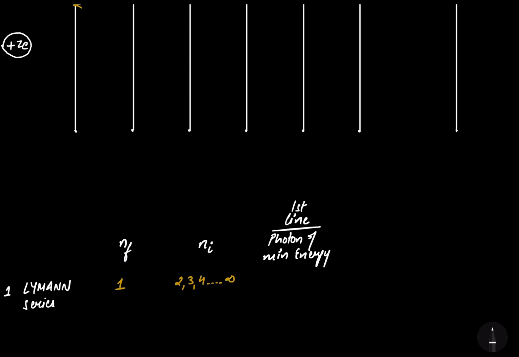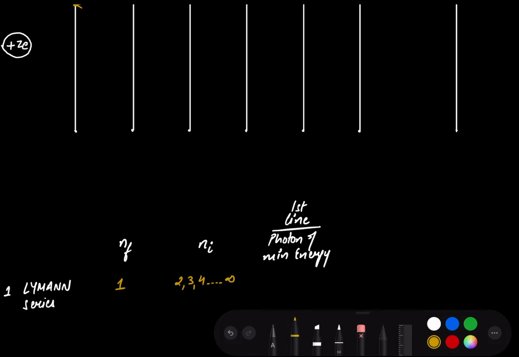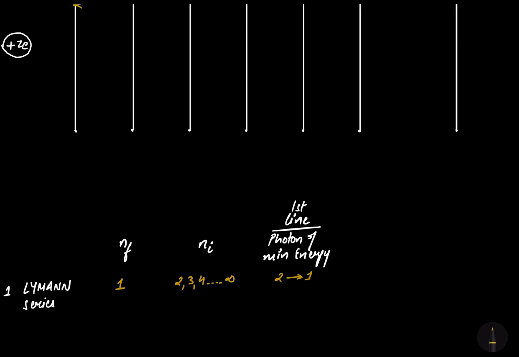So that line will be of the transition of electron from second orbit to the first orbit. So the transition of electron from the second orbit or second stationary state to the first stationary state will emit the photon of the minimum energy, and that will be the first line of the Lyman series, whose transition is from the second stationary state to the first stationary state.